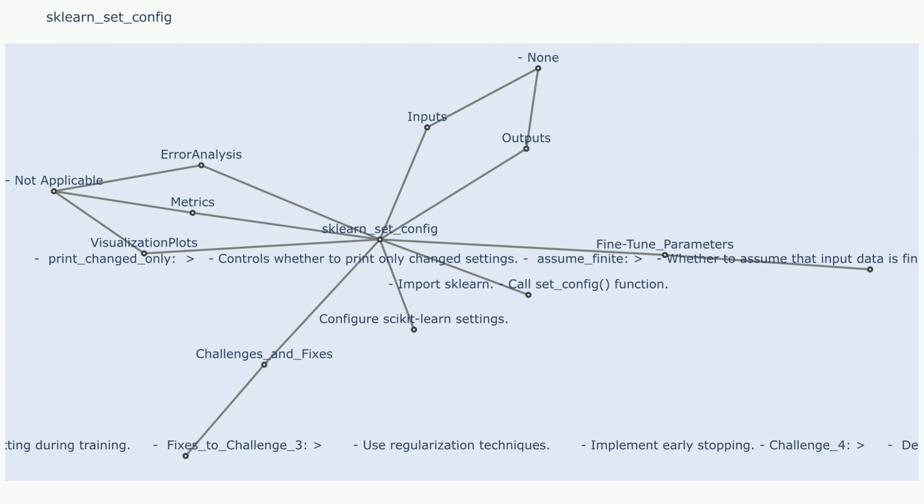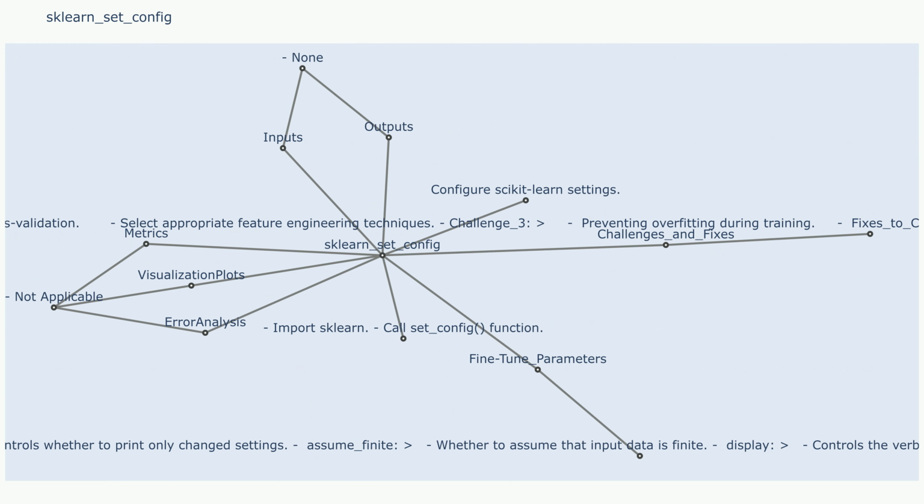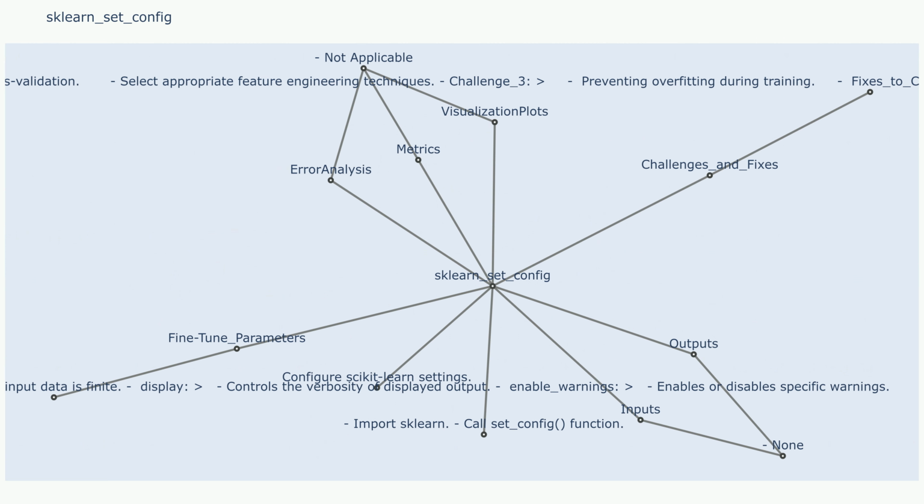Metrics. There are no specific metrics associated with set_config as it doesn't perform any data analysis or model training. Visualization plots. No visualization plots are directly generated by set_config. Fine-tune parameters. There are no fine-tuning parameters for set_config itself. Uncertainty methods. There are no uncertainty methods related to set_config.